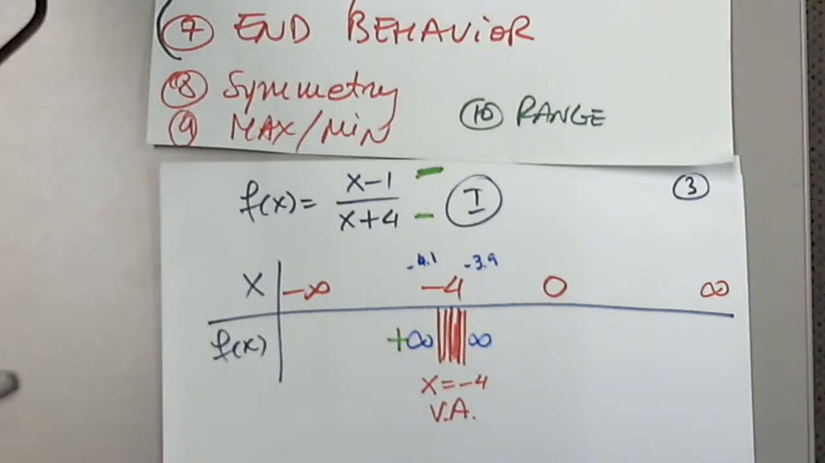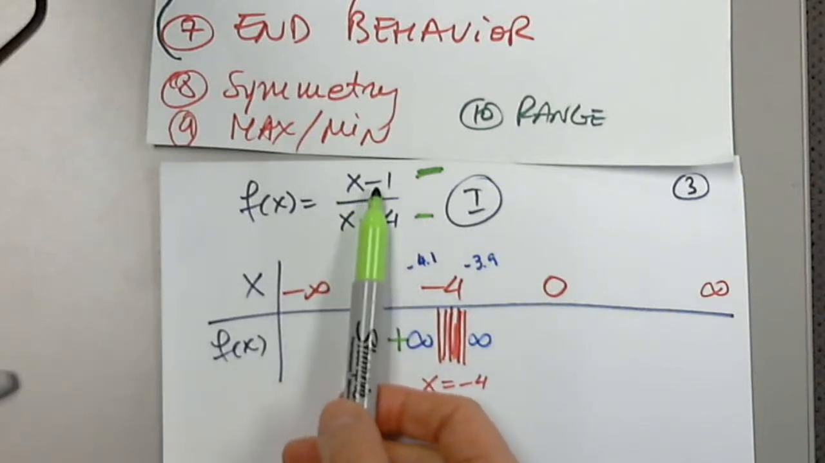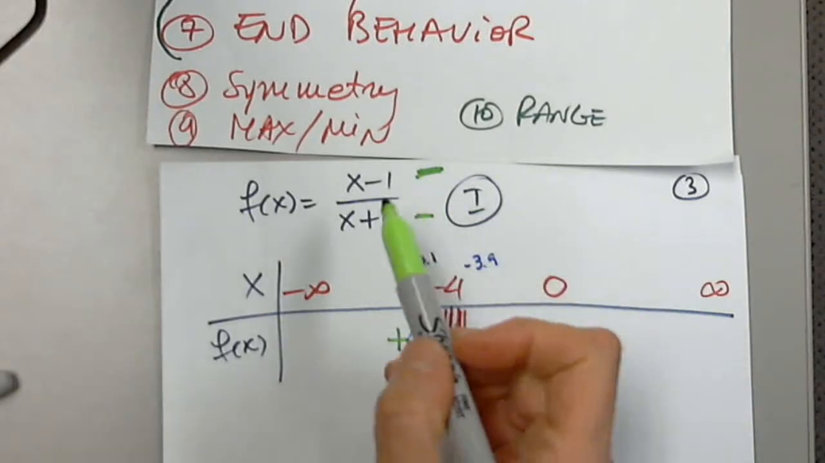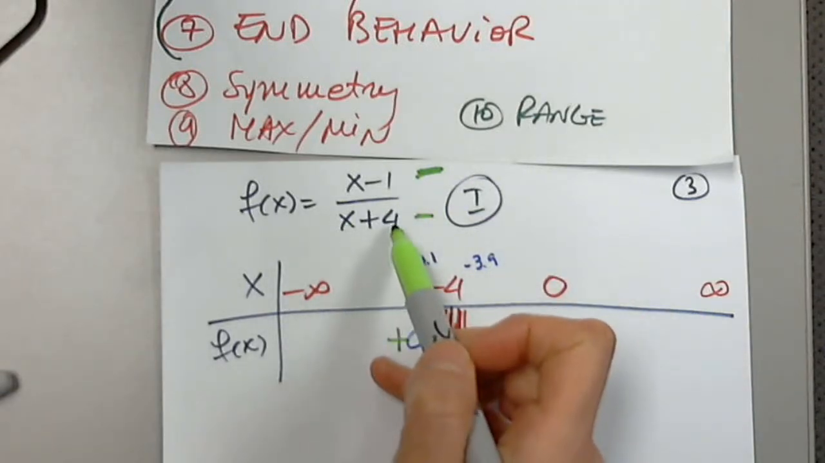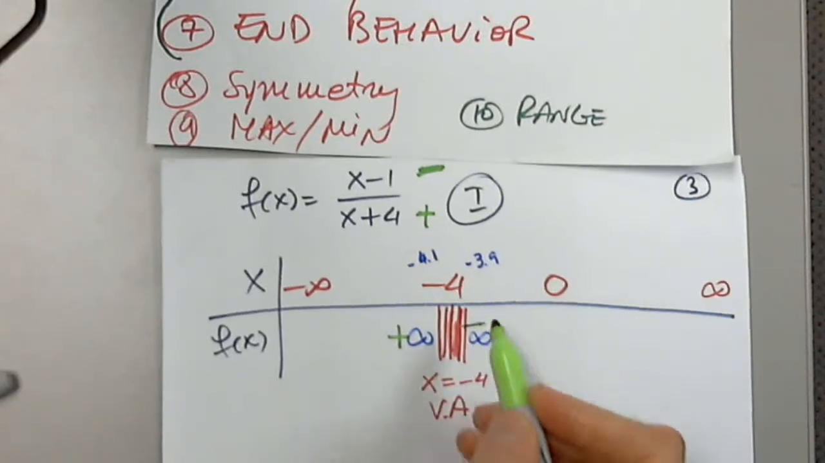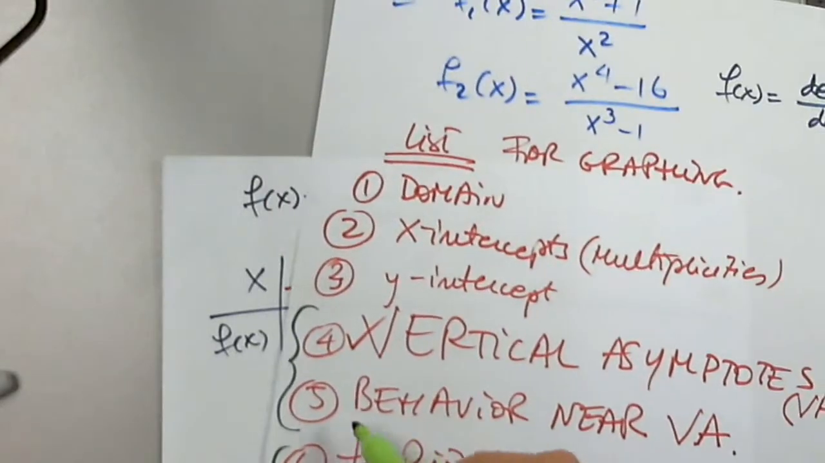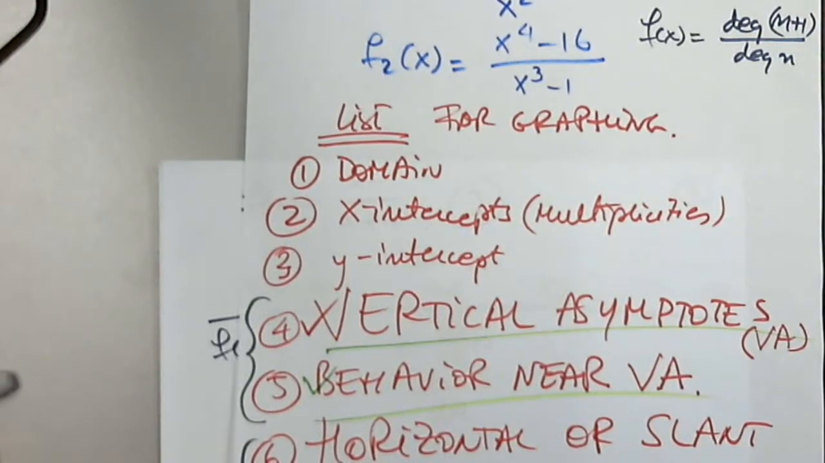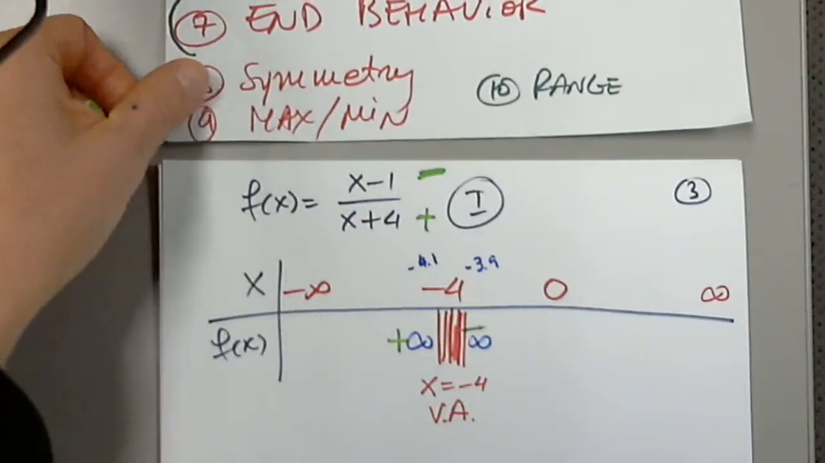Please plug in -3.9. -3.9 minus 1, just the sign. Negative. -3.9 plus 4, just the sign. Positive. Good. At this time, I'm dividing a negative by a positive. So what is the sign on the right-hand side? Negative. So that's why I'm saying these two go together, the vertical asymptote and the behavior near the vertical asymptote, or vertical asymptotes.